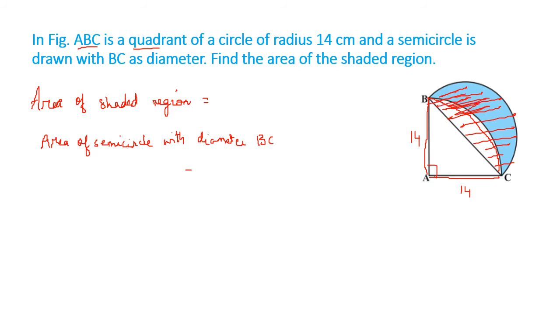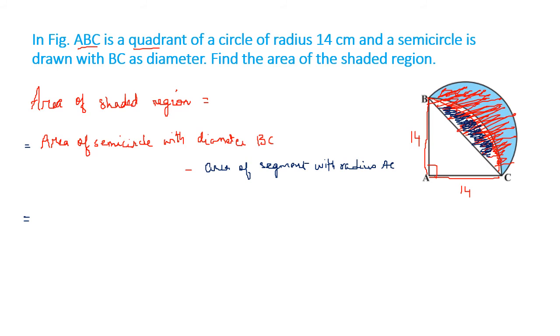I did the semicircle for you. This is the whole semicircle with the diameter BC. To find the shaded region, what will you do? From this semicircle, you will minus this segment. If you from the semicircle, you minus this segment, you will get the shaded region. So minus area of segment with radius AC. Okay. So this is what we got, area of the semicircle minus area of the segment.